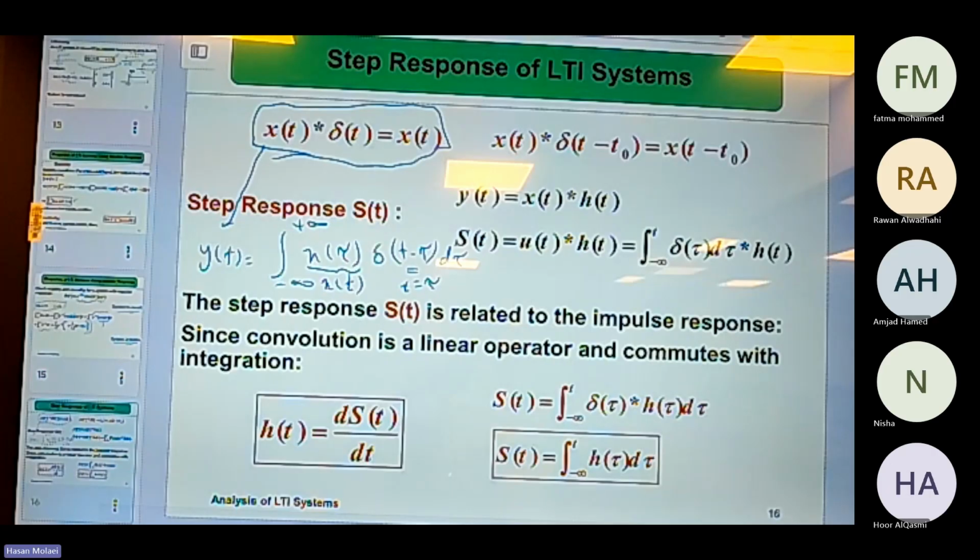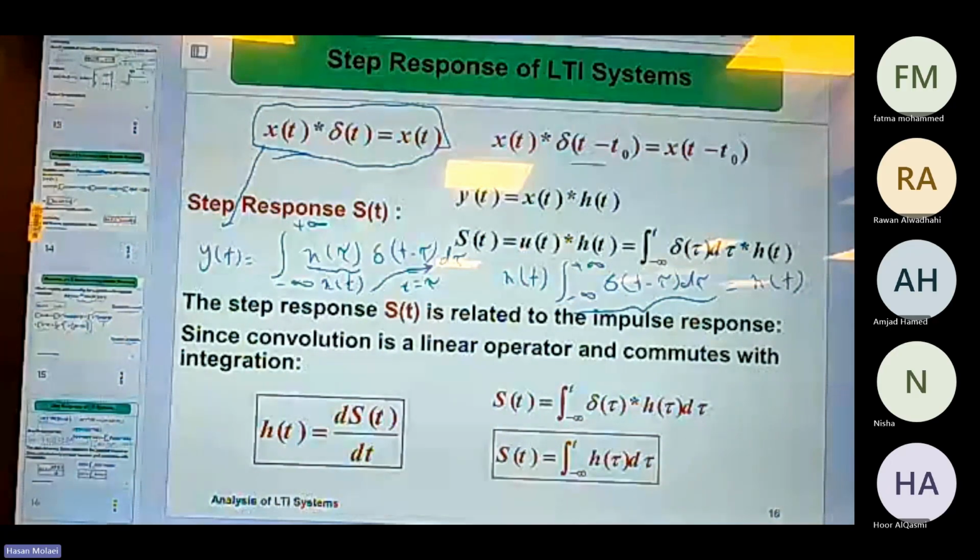Since x(t) is independent of tau, I can take it out: x(t) times the integral from minus infinity to infinity of delta(t minus tau) d tau. How much is this integral? 1. So the result would be x(t). Which means if you convolve delta(t) with any function, the result will be that function. If I move delta(t) to delta(t minus theta), this function would shift to x(t minus theta).